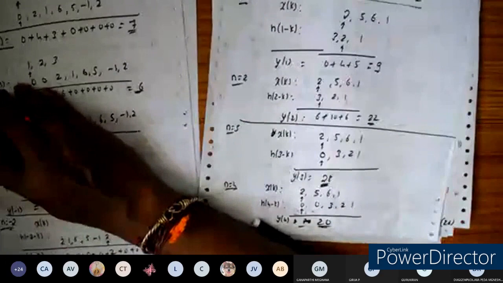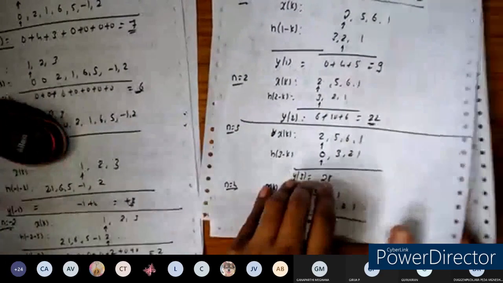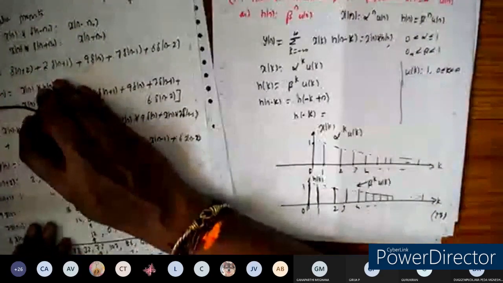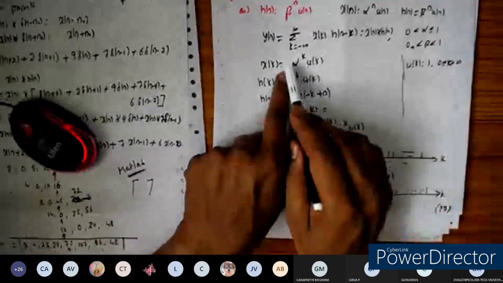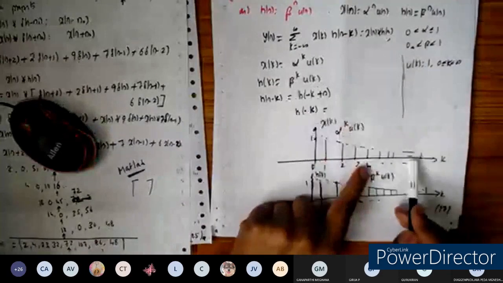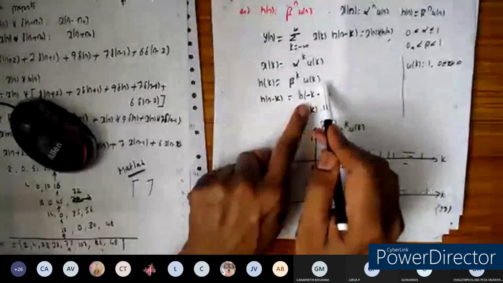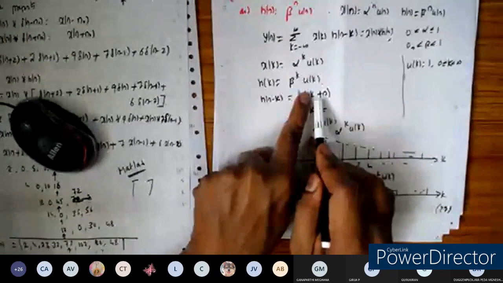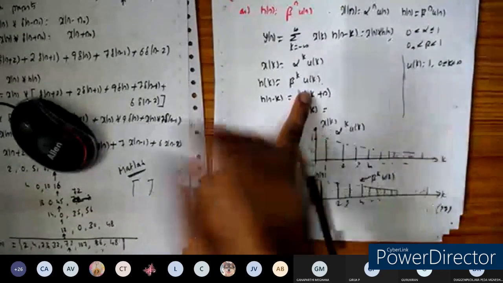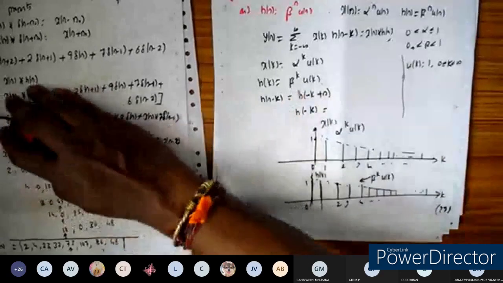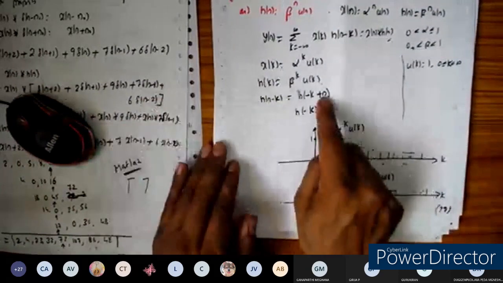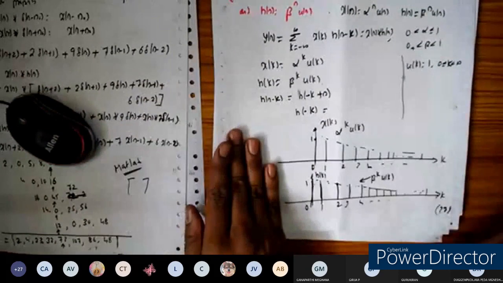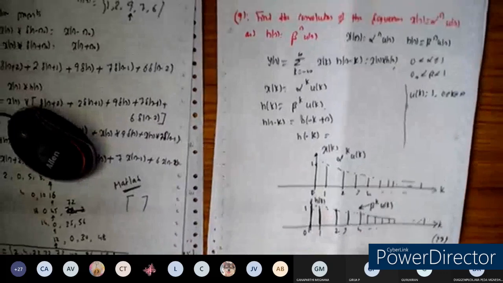Here also you follow the same concept. We take the waveform of the sequences: x of k, which is alpha to the power of k into u of k, and h of k, beta to the power of k into u of k. Now we perform the shifting of the signal: we shift the signal towards the left side by n units, then take the reflection. I'm going to repeat this problem again.